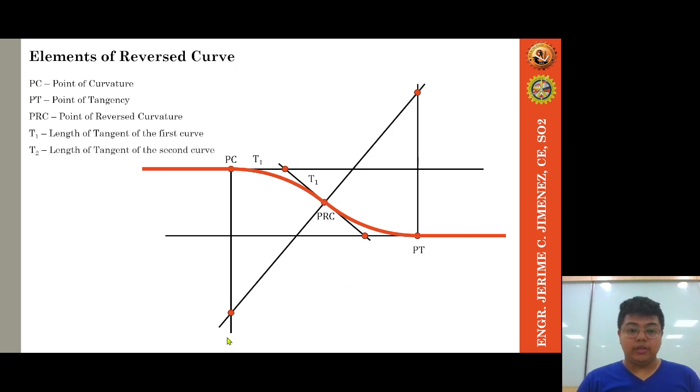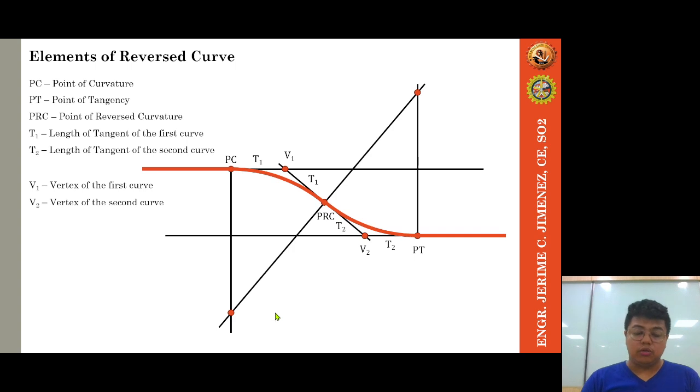And also, we have also the T sub 2 or the tangent distance of the second curvature, which lies from the PRC papunta naman sa point of intersection of the second curvature, and from PI of the second curvature papunta naman siya sa point of tangency. Okay? Next, we have V sub 1. Okay, so nakita natin V sub 1. So that is the vertex of the first curve. We have also V sub 2. That is the vertex of the second curvature. Next, we have I sub 1.